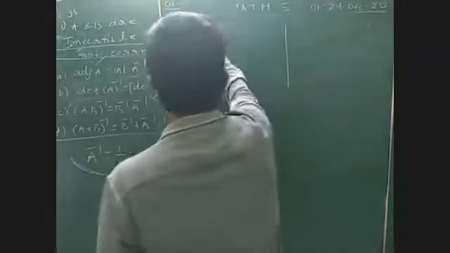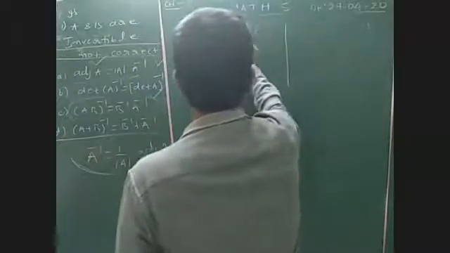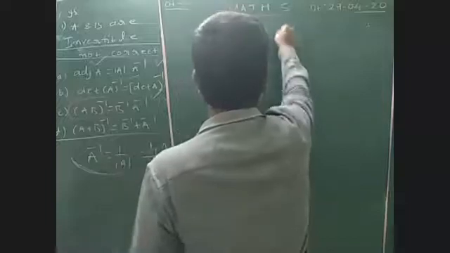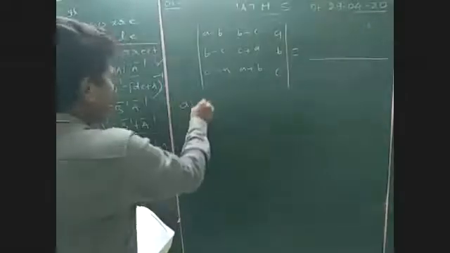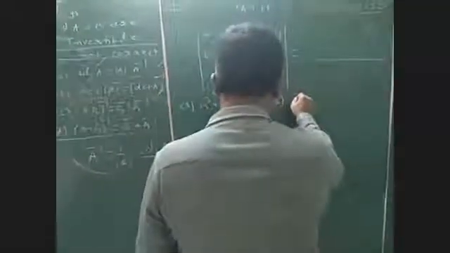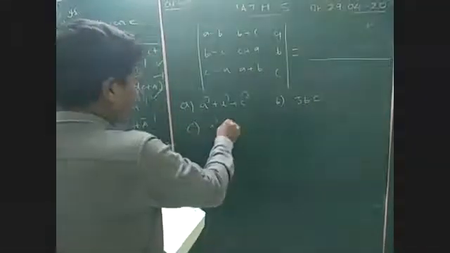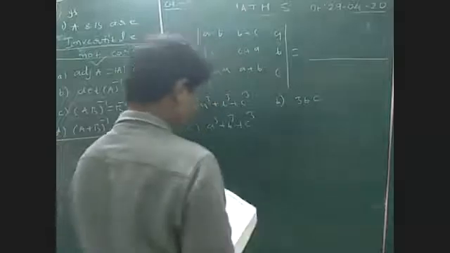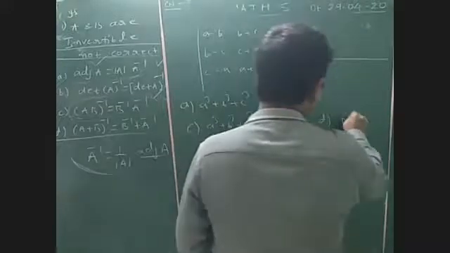Okay, the value of the determinant A minus B, B minus C, C minus A, and B plus C, C plus A, A plus B, and A, B, C is equal to what? They ask the value of it. Option A is A cube plus B cube plus C cube, option B is 3ABC, option C is A cube plus B cube plus C cube minus 3ABC. D option is none. Which one of the options is right?